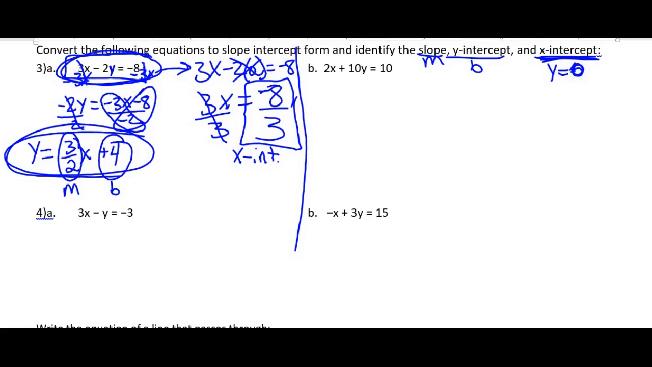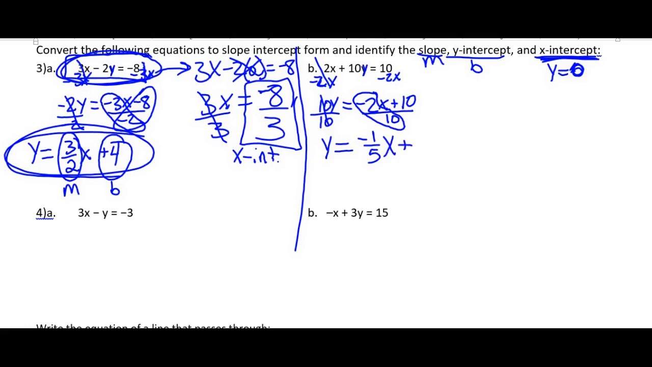2x plus 10y equals 10. We're solving for y again, trying to isolate the y. Minus 2x from both sides. And you get 10y equals negative 2x plus 10. Divide by 10, and you go y equals negative 2 divided by 10 is just negative 1/5. You must reduce these to lowest terms if you want to get it counted right.